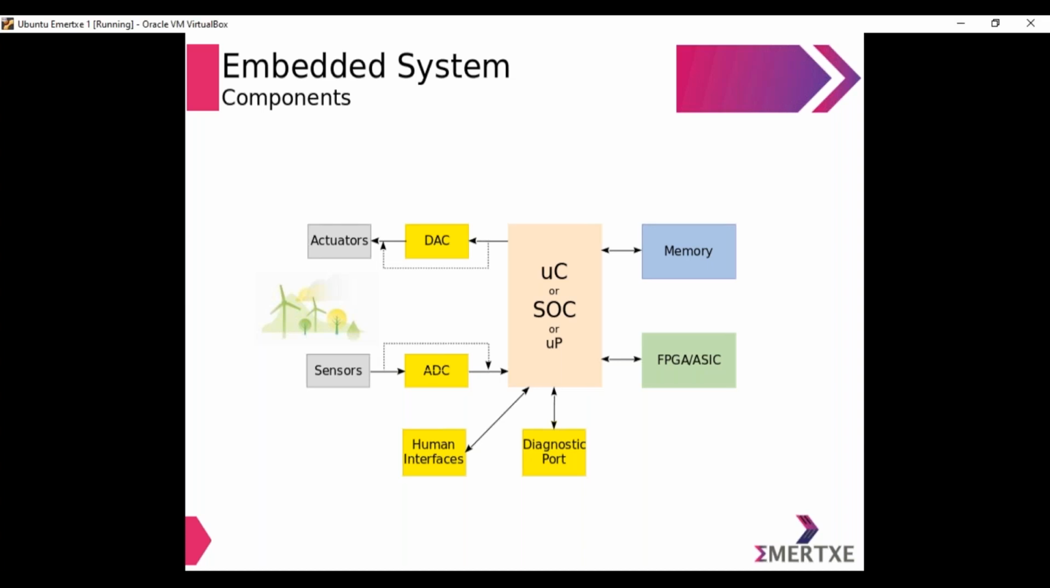In some cases, a board will have a microcontroller or a microprocessor along with memory, FPGA, diagnostic ports, human sensors, ADCs, and DACs. It may not have sensors and actuators on the same board, so you may have to connect them externally. Or you might see a board which also involves sensors and actuators inside it. Now tell me, to make all of these components of the embedded system work, what is the most important component?